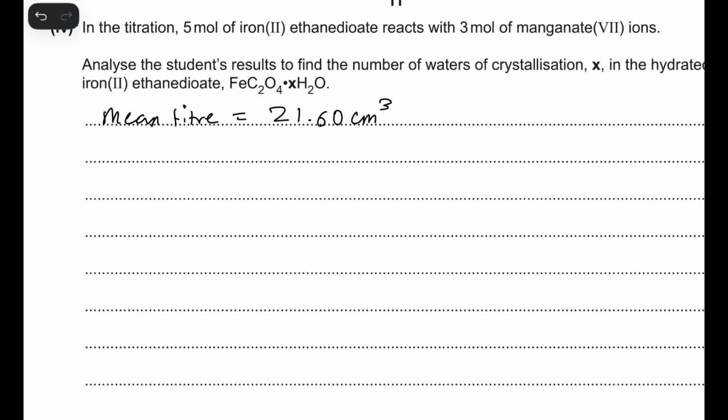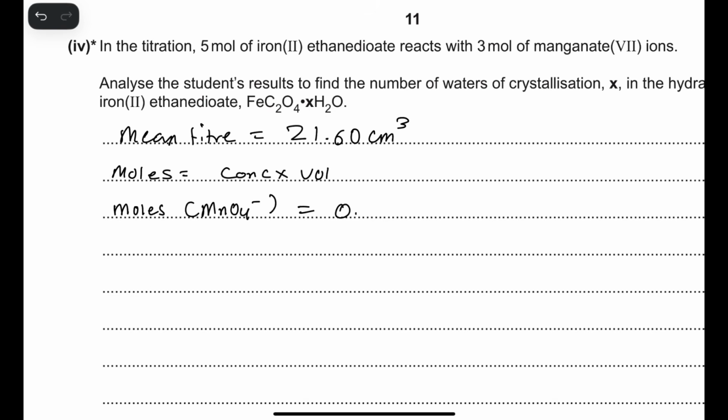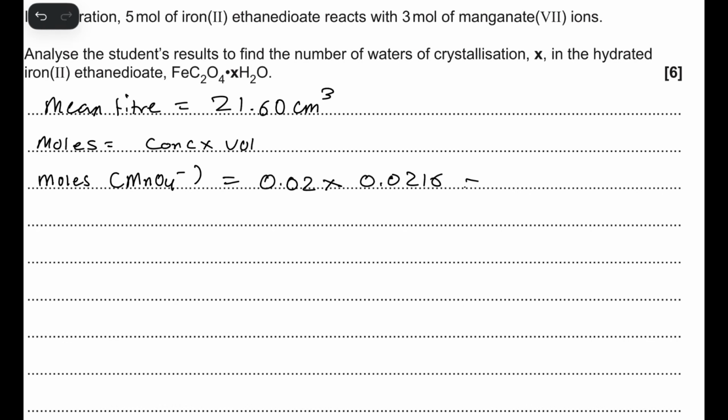We know that moles is equal to concentration multiplied by volume, so we'll just do that. If moles is equal to concentration times volume, then the moles of the manganate ions is going to be equal to the concentration of 0.02 multiplied by the volume of 0.0216, remembering that we have to do it in decimeter cubed, not centimeter cubed.